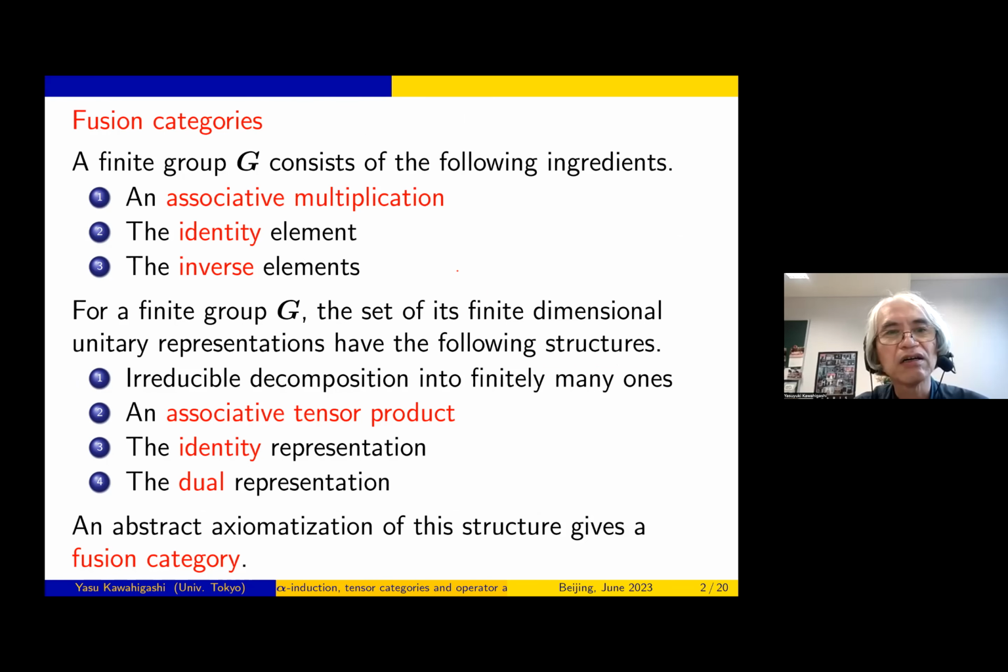So I start with something which is extremely elementary. Everyone knows that a finite group is given as follows. A finite group G consists of the following ingredients. We have an associative multiplication, of course, some binary operation. Then we have the identity element. And also each element has the inverse element. So these are the axioms for a group.